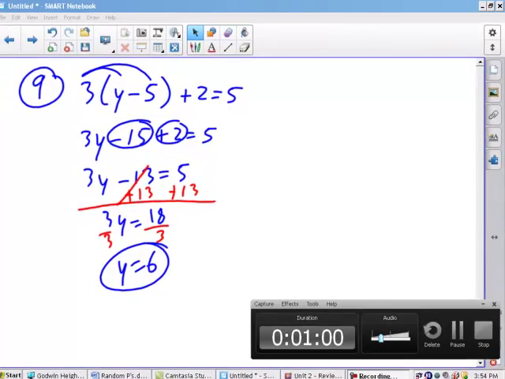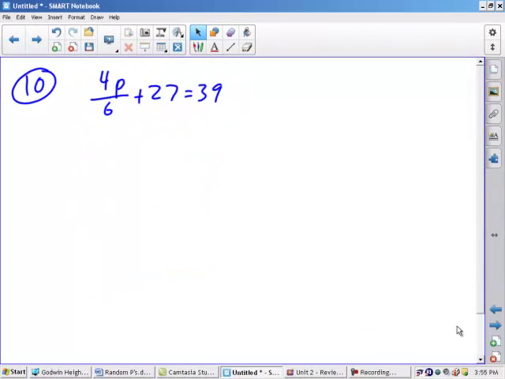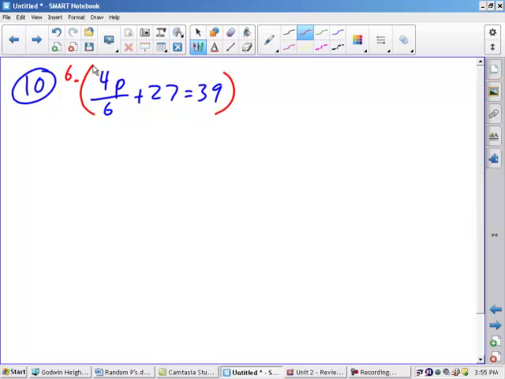Okay, if you look at number 10, 11 is very similar to it, so we'll just do number 10. I have an issue here. I have fractions, so what I need to do is multiply everything by that bottom denominator in the fraction there. So multiply that by 6, that by 6, and that by 6.